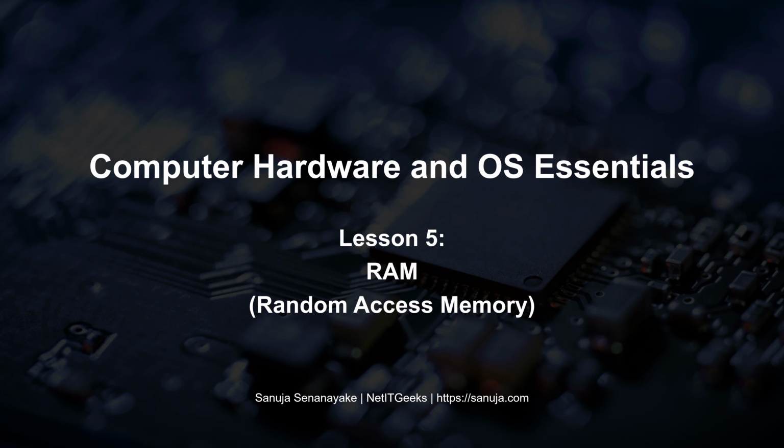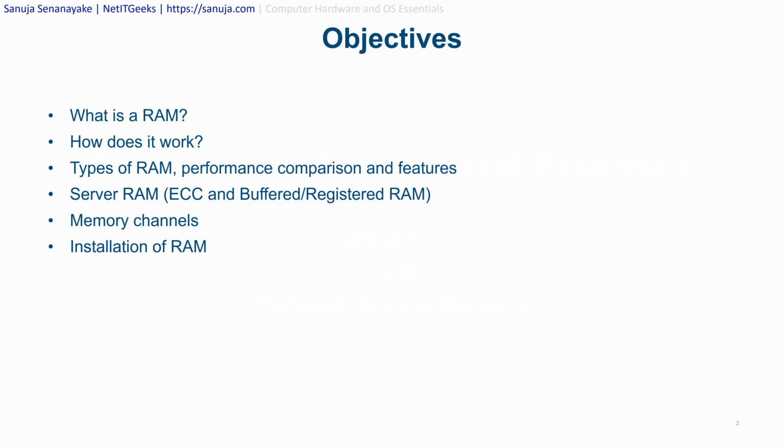This would be our 5th lecture and we will go over random access memory or RAM. The primary objective of this lecture is to learn what is RAM, how does it work, the different types of RAM when it comes to performance and features, and we will go over a little bit about server RAM, which is ECC, buffered or registered RAM, memory channels, and finally we learn about how we can install RAM.